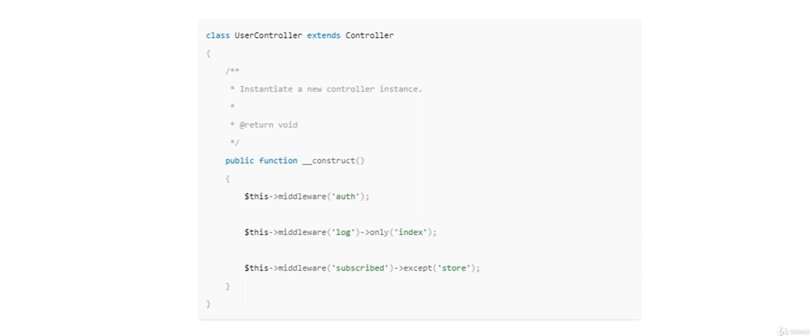As you've done middleware in the previous video, this should be pretty self-explanatory, but in this example, the first line tells Laravel to apply the middleware auth to all methods. The second line tells Laravel to apply this middleware only to the index method. And finally, the third line tells Laravel to apply that middleware to every method except the store method.